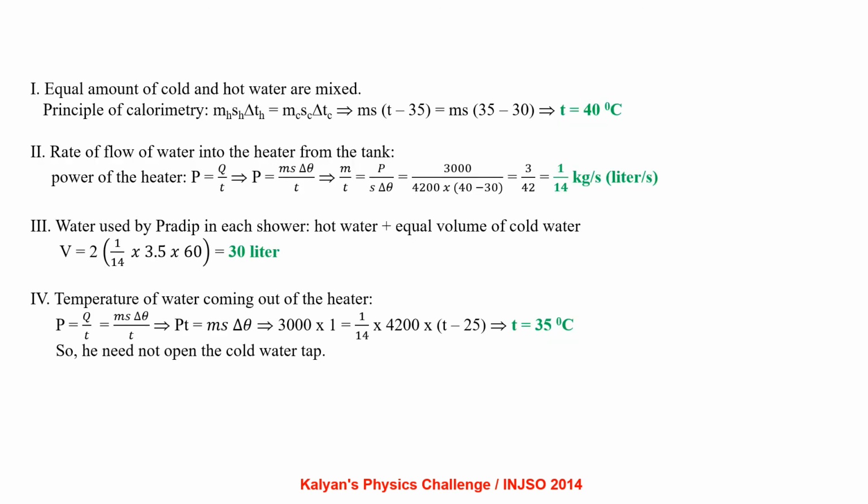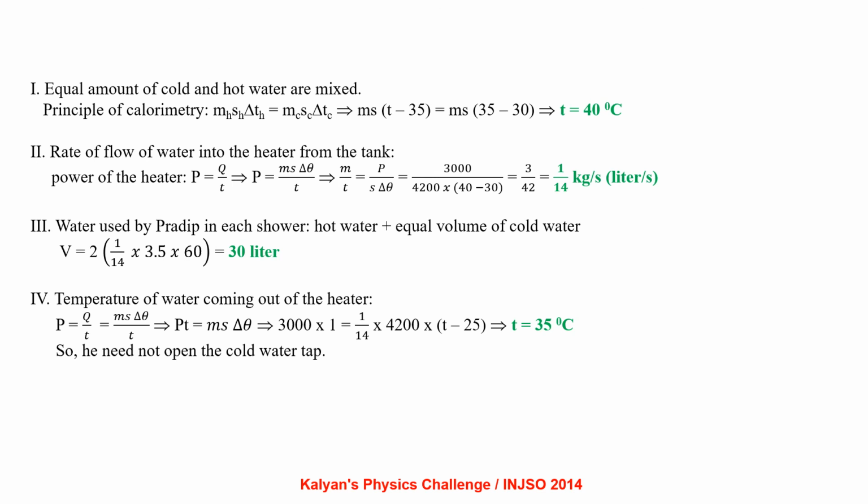Equal amounts of cold and hot water are mixed. Applying the principle of calorimetry, M hot S hot delta T hot equals M cold S cold delta T cold, from where we get T equal to 40 degrees centigrade.